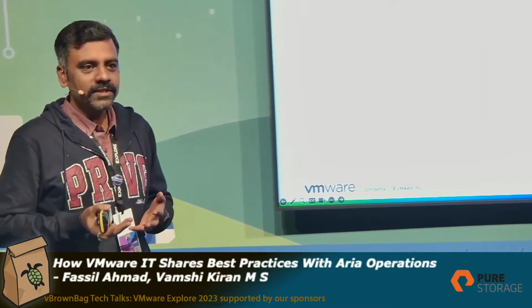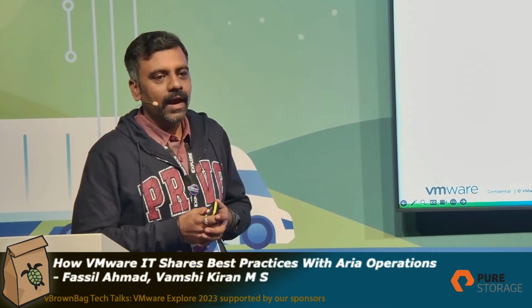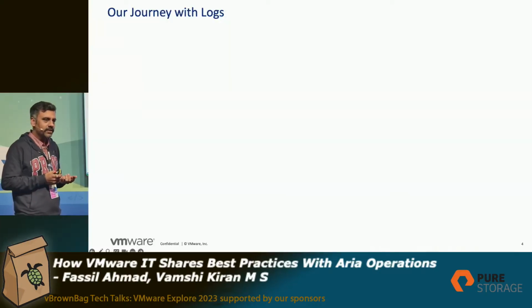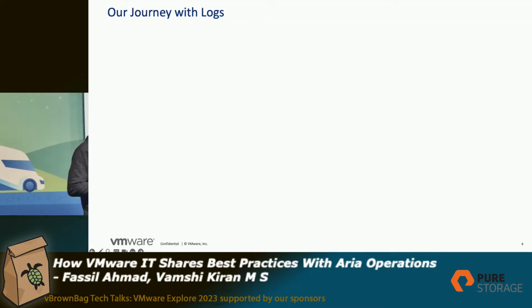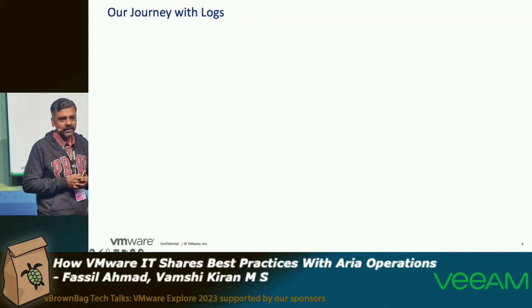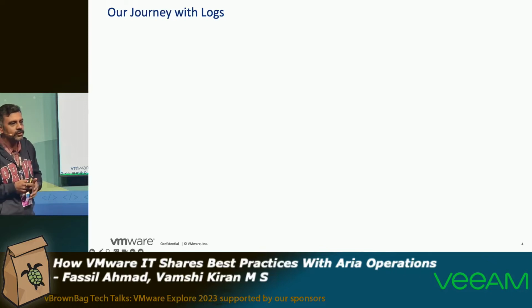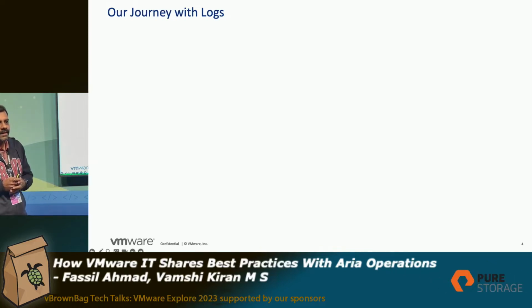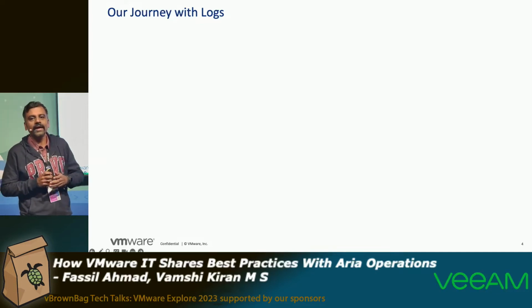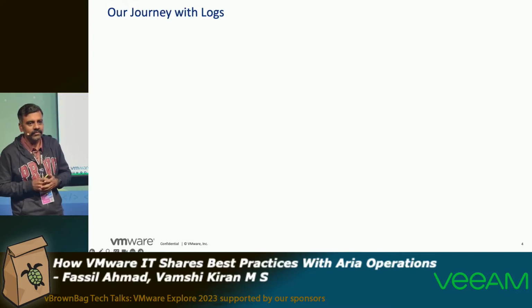The kind of applications that we have today are microservice architecture, containerized, and they generate a lot of logs. But when they do, identifying that singular anomaly, which can help us troubleshoot the problem, is very tough, right? That's what we are going to discuss today. In our IT, we have 120,000 logs coming into Aria Operations for logs every second. That's the number we have.